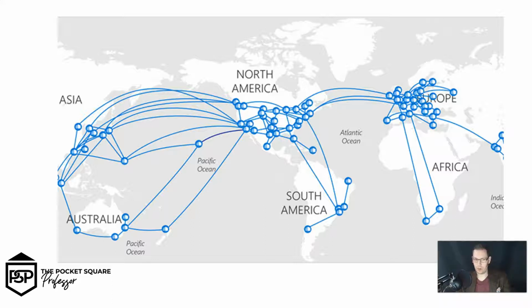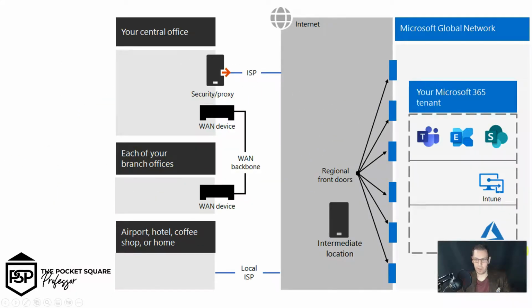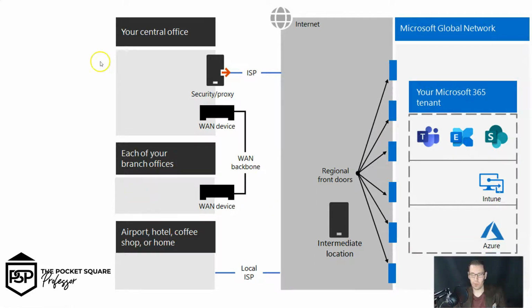But before we do, why don't we dive into a little bit more detail of how our client will connect. So let me give you a Microsoft diagram here, and I'm going to move myself just a smidge down. No matter where we are over here on the left, we could be at our central office, we could be at a branch office, or we could literally be anywhere else. Airport, hotel, coffee shop, home, whatever. Okay? So in this instance, we are trying to get as fast as we can from this location to here, which is all these front doors.